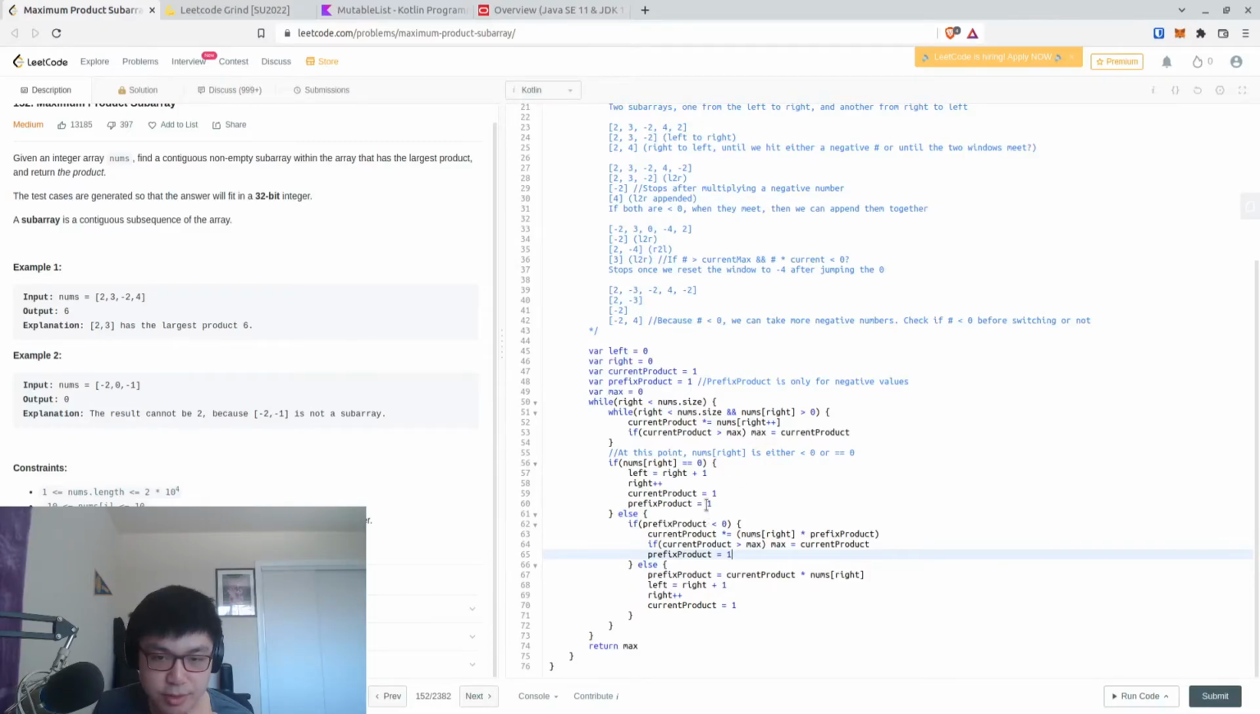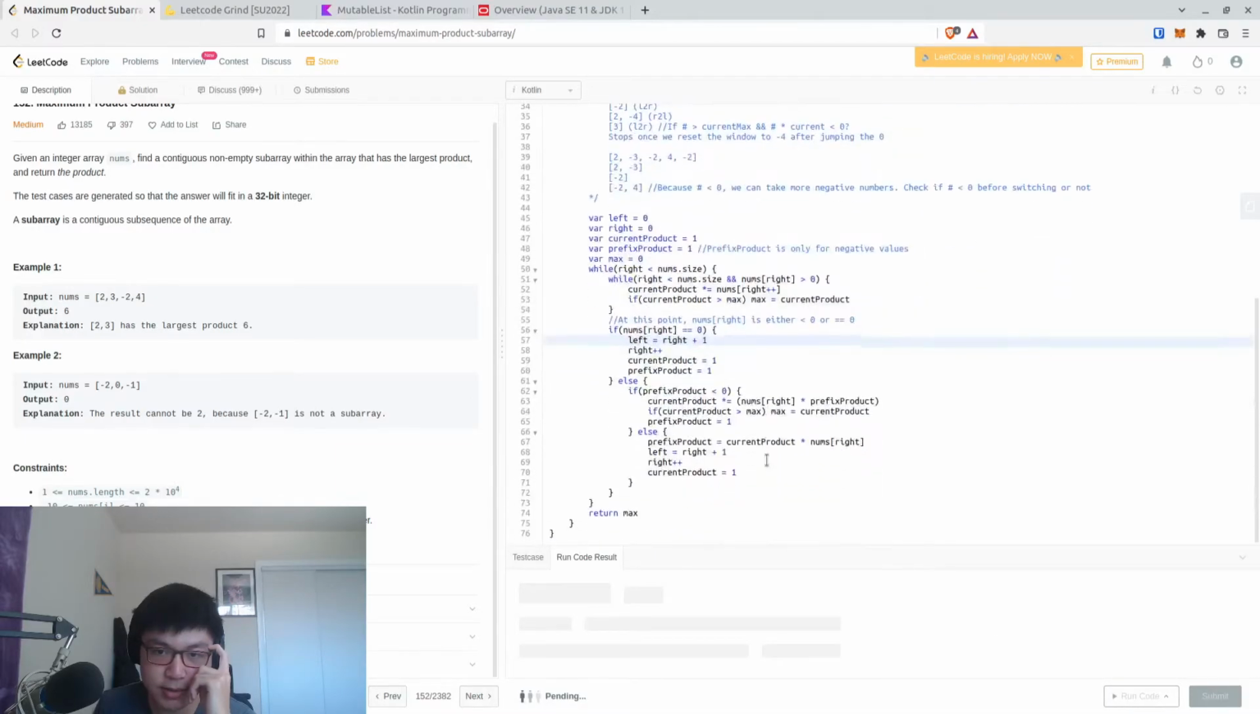So this seems to work. And of course, we reset the prefix product and our current product to 1 after we hit a 0, because for our prefix product, well, we can't have a prefix product because it's 0, right? So we don't want to do that. So we just reset it to 1, and then our current product also to 1, and then we just grab the next one. So let's go ahead and run this.